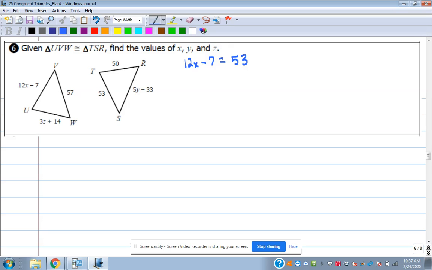So x equals 5. Yes. I was waiting for somebody to confirm. All right, let's get y. 5y minus 33. What's it equal to? 57, because side RS is congruent to VW. And what's y this time? 18. Good job. And then get the z. 3z plus 14.